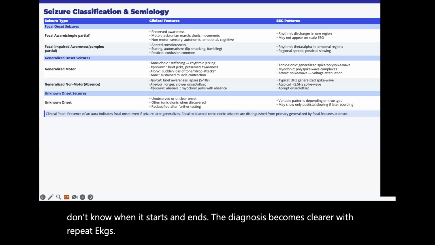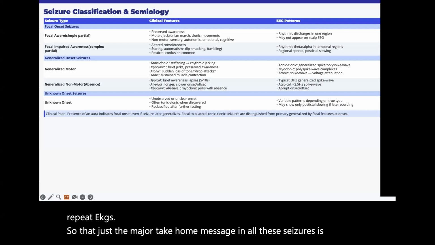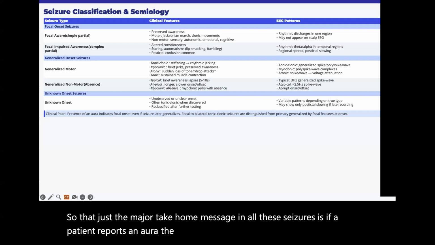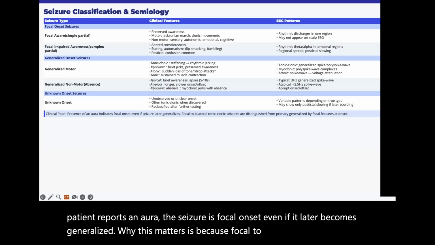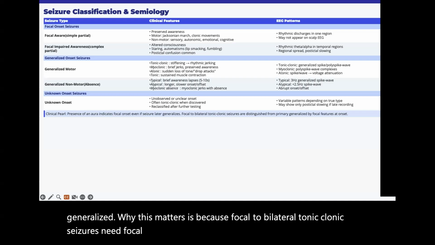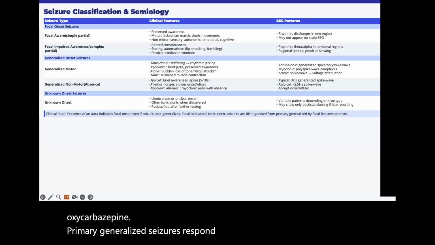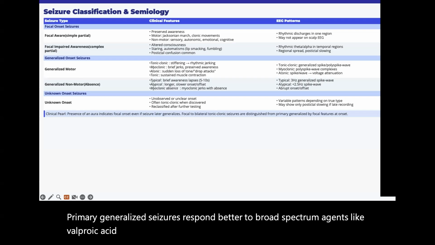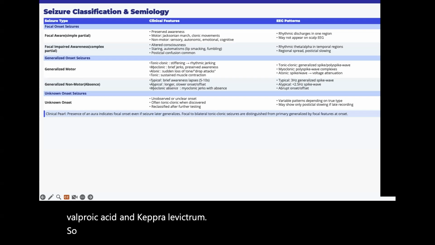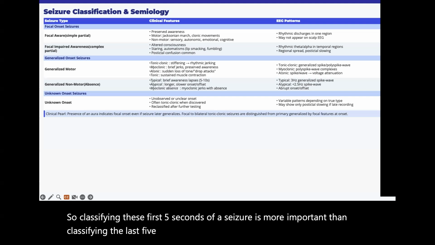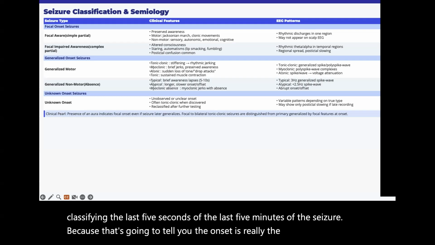So the major take-home message in all these seizures is that if a patient reports an aura, the seizure is focal onset, even if it later becomes generalized. Why this matters is that focal to bilateral tonic-clonic seizures need focal onset medication, like carbamazepine or oxcarbazepine. Primary generalized seizures respond better to broad-spectrum agents like valproic acid and Keppra, levetiracetam. So classifying the first 5 seconds of a seizure is more important than classifying the last 5 minutes of the seizure, because the onset is really the driving factor as to what kind of seizure this really is.